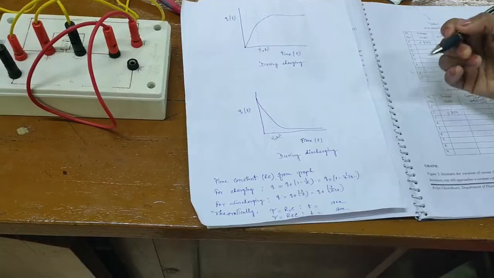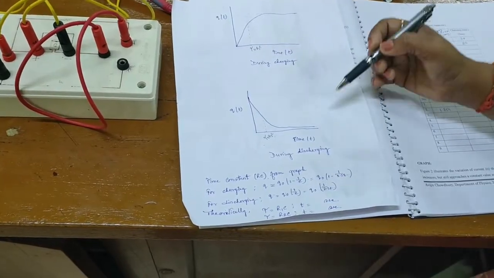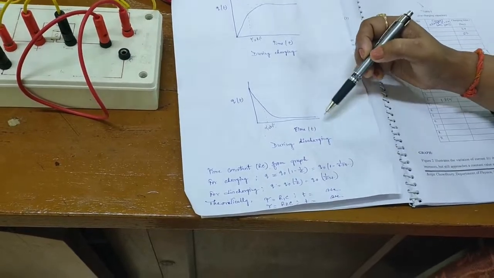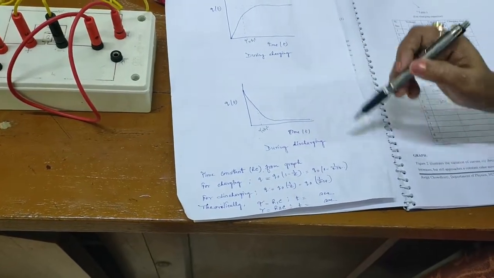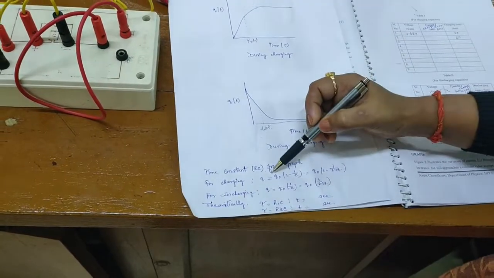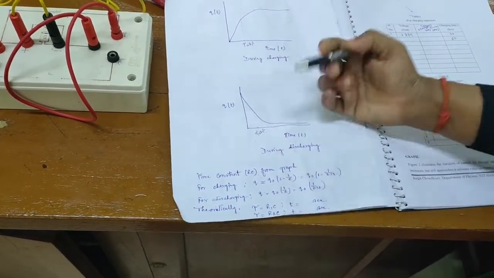Then we can find the percentage error. For finding the percentage error, the formula is practical value minus theoretical value, divided by practical value, into 100. Like that you have to find the percentage error for the charging and also the discharging part. So students, today we have discussed how the charging and discharging of a capacitor works and how to find the RC time constant of a capacitor.